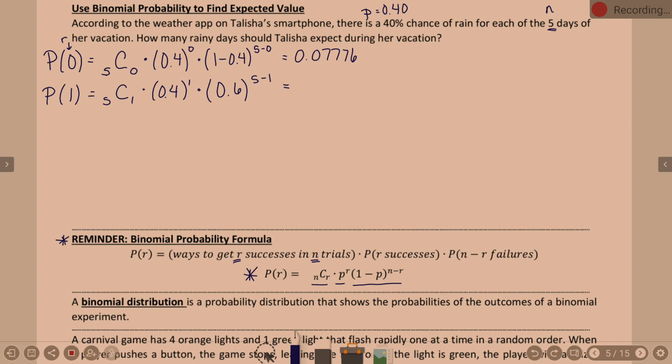Have you tried the calculators? I thought maybe you'd have to get the calculator to cooperate. Okay, keep going, guys. Probability of 2. 5C2, 4/10 raised to the second, and 6/10 raised to the 5 minus 2. Now, if you type in 5 minus 2, you would need parentheses around that. If you don't, just go ahead and do the 5 minus 2 in your head, which is what I've been doing.